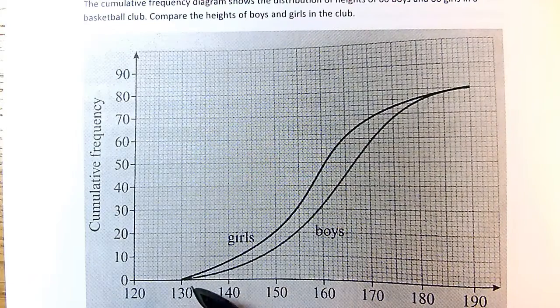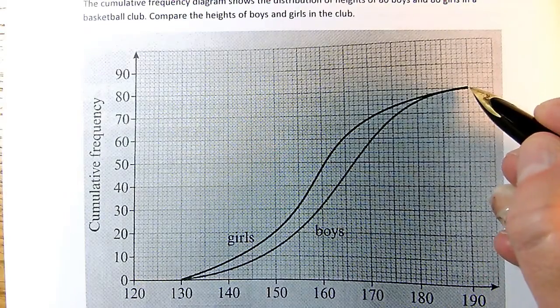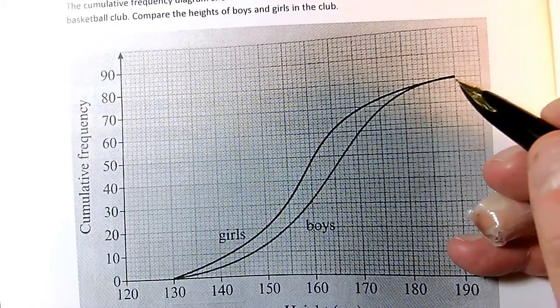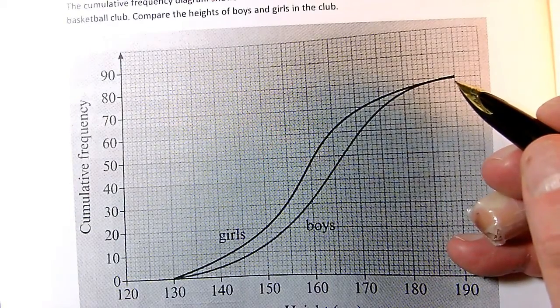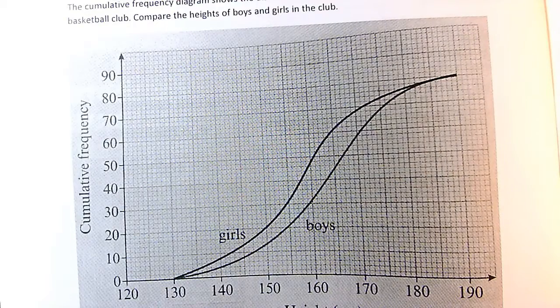We can see that actually the shortest girl was 130, and that's the same as the shortest boy. And we've got the tallest girl and tallest boy both with the same height. So the actual extreme values at the ends of the range are the same for both. But the medians and the quartiles would be different. So the first thing we can do is what we did before, look for the medians and quartiles.